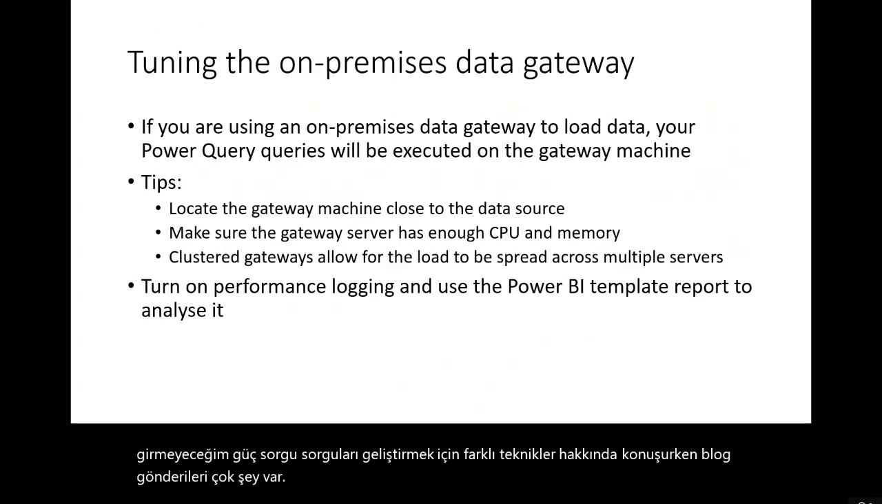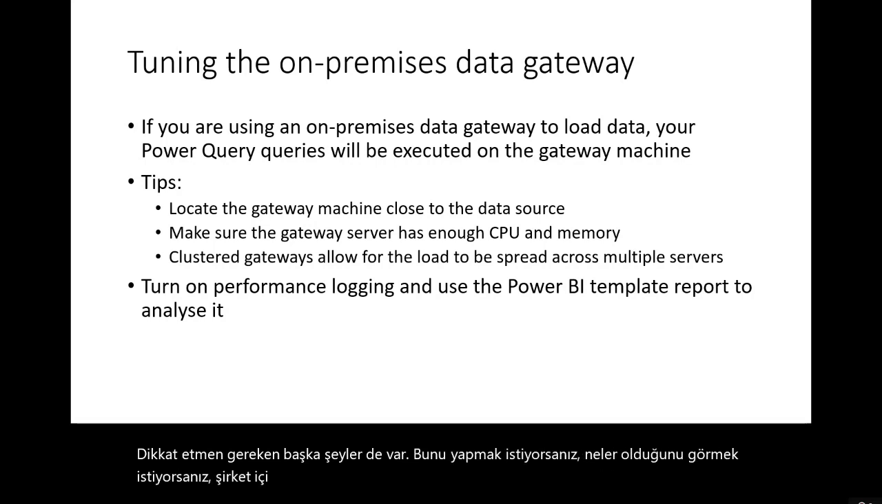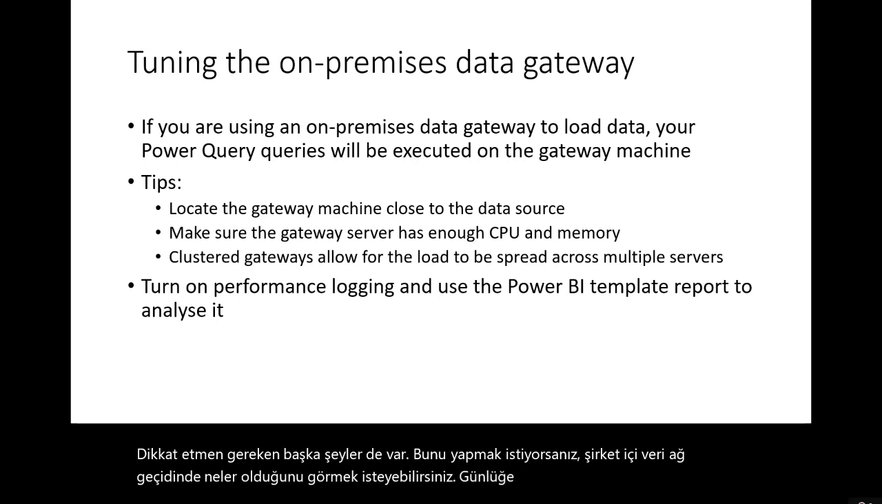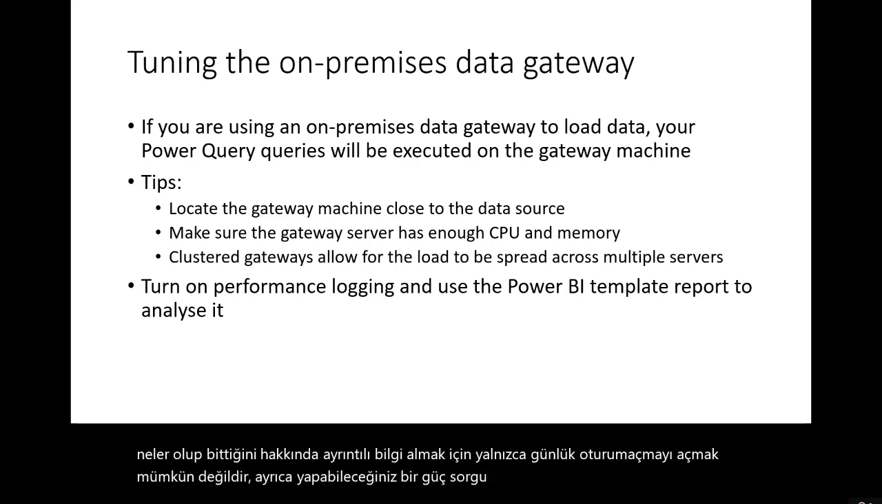Other things to look out for, you might want to tune the on-premises data gateway. If you want to see what's happening in the on-premises data gateway, you'll need to turn on logging. And it's not only possible to turn on logging to get detailed information about what's going on, there's also a Power BI template that you can download and install to analyze log information.